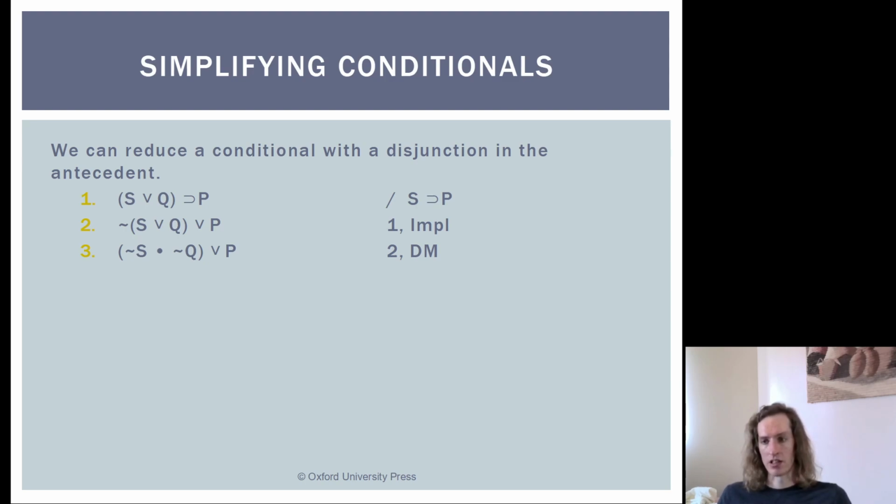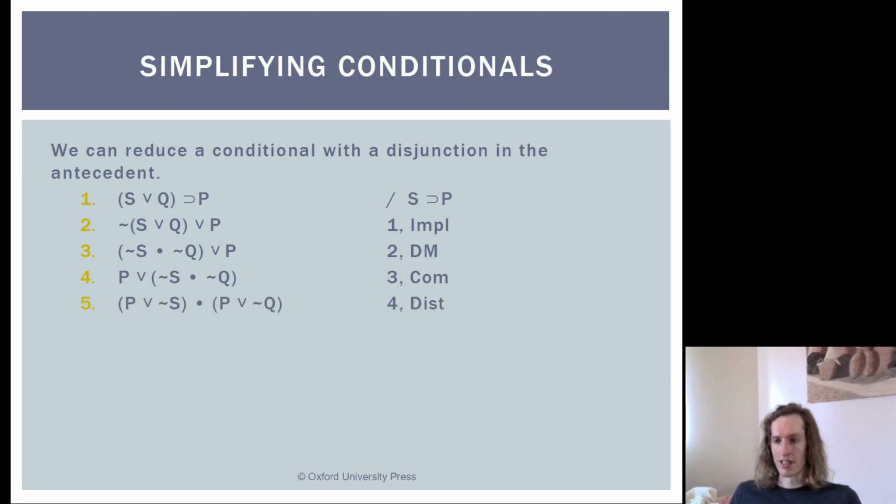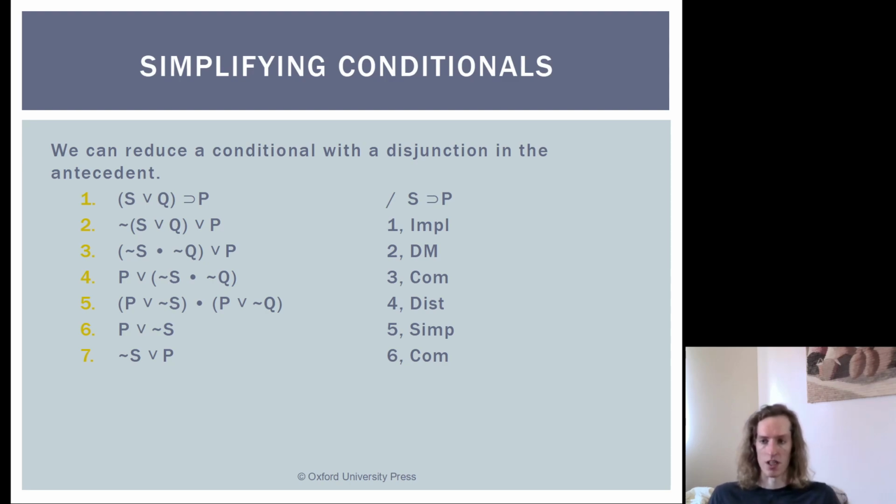So we get, it's not the case that S and it's not the case that Q, or P. We can use commutativity to swap these around, so we get the P up front. And then we can use distribution to get P or not S and P or not Q. And from here, we can go and simplify P or not S. We can use commutativity again to swap these back around, so we get not S or P. And from there, we get if S, then P.